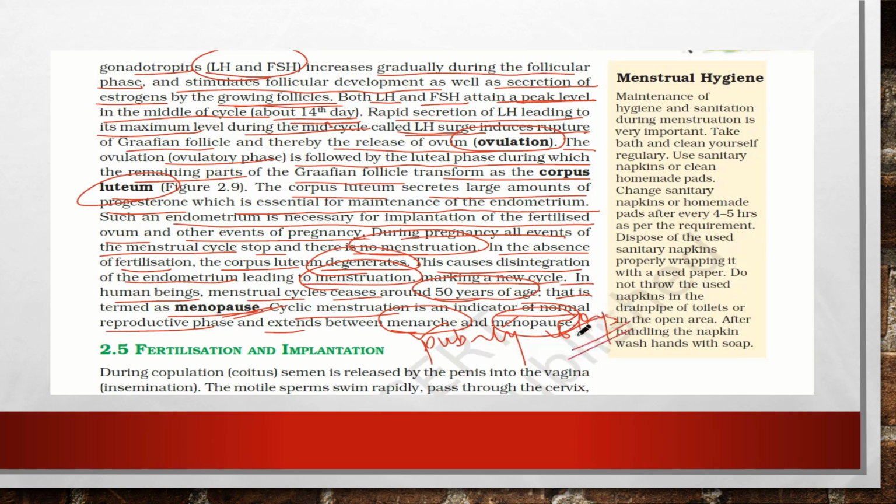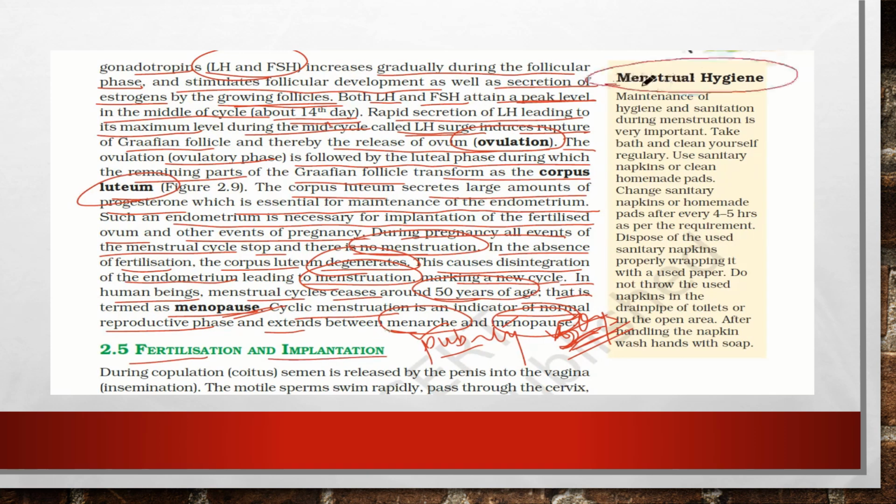So this 50 years may vary. In some it is 45, in some it is 42, and some may go beyond 50 also. So it depends on the health of your ovary, whether it will stay beyond 50 or it will stop at 45, 40 or nearby. But the average age is 50 years. So from puberty till 50 years, there is nearly a 40 years reproductive phase in a female life. So this is all for your menstrual cycle, what we have discussed today. In the next episode, we will be discussing fertilization and implantation.